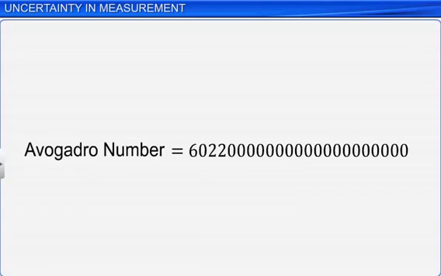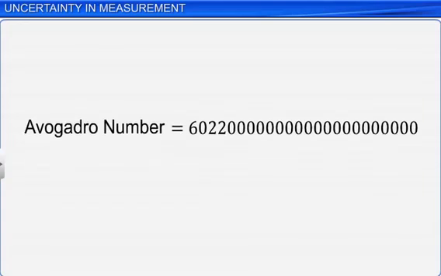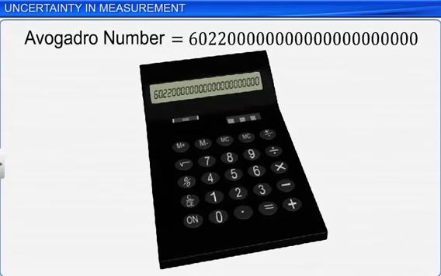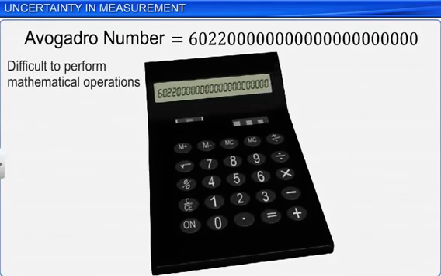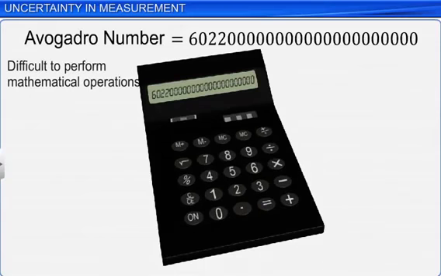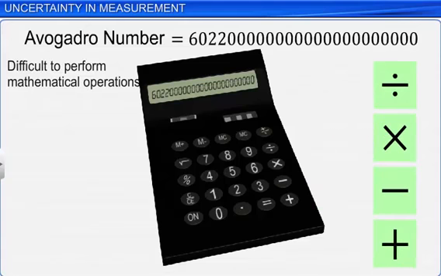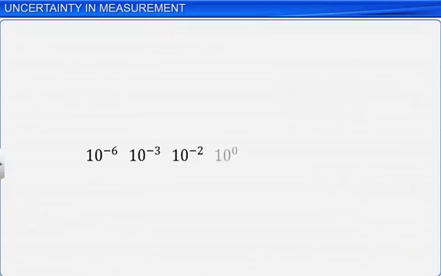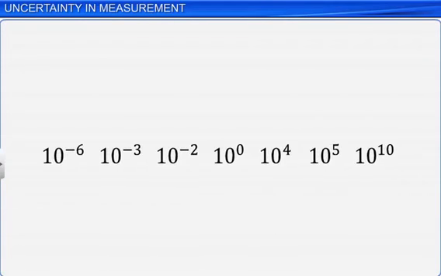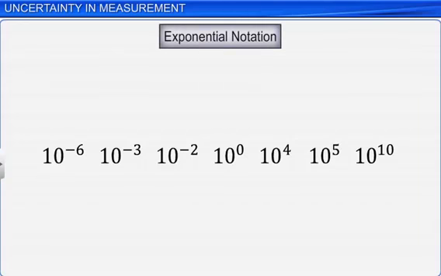It is not only inconvenient to write such a large number, but also difficult to perform mathematical operations like addition, subtraction, multiplication, or division with such a number. To overcome this problem, chemists started writing large numbers using scientific notation, also known as exponential notation.